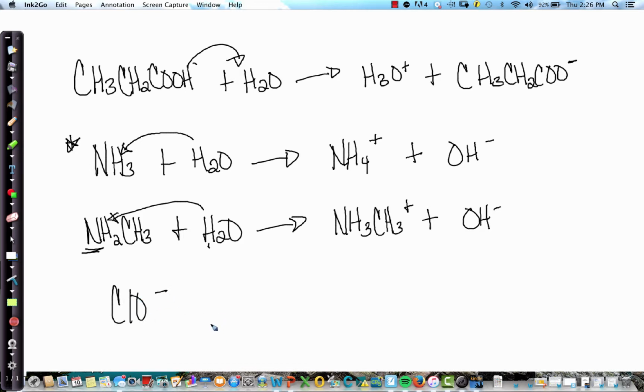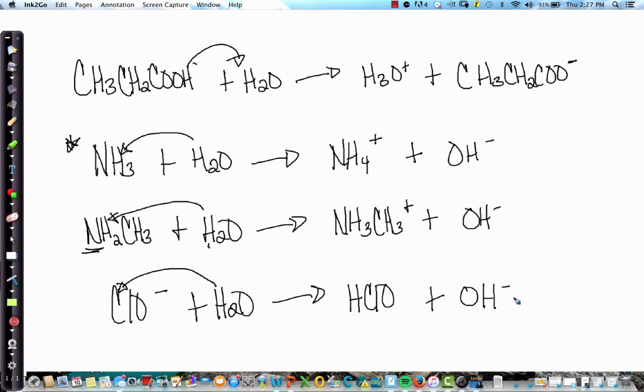Well, I can look at this and tell automatically this cannot be an acid. There's no hydrogen here at all, so there's no hydrogen to donate. So it has to be a base. So that means, again, I'm going to take off a hydrogen, and then I'm going to add it to the base. So it's going to become HClO, was a -1, so -1 plus 1 should be 0. And then I should be left with hydroxide.